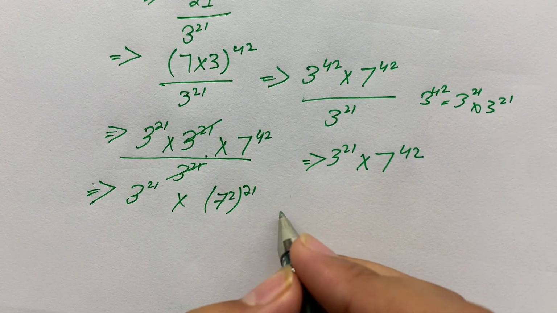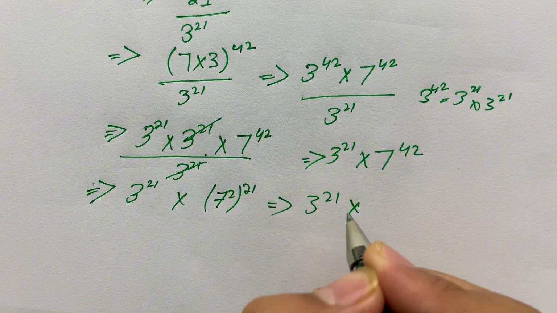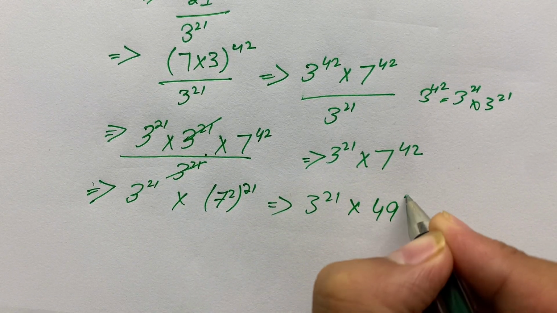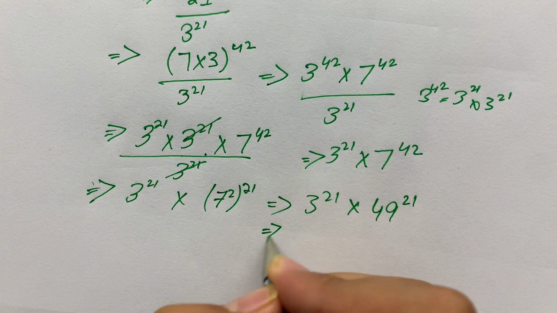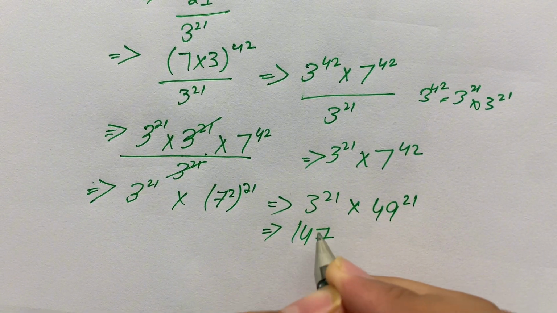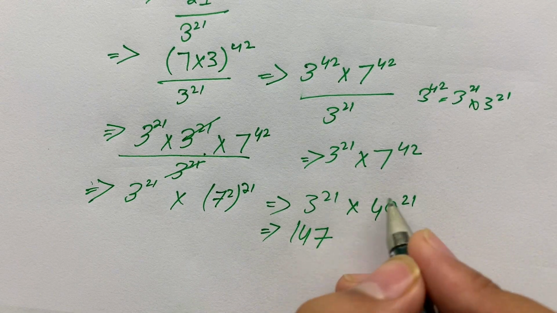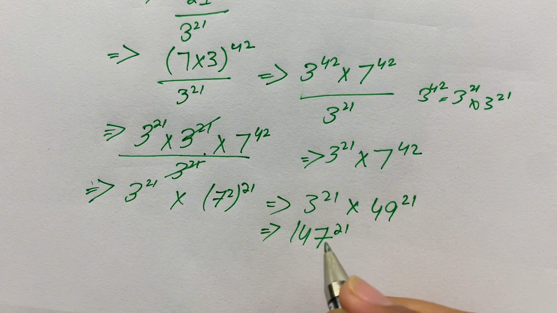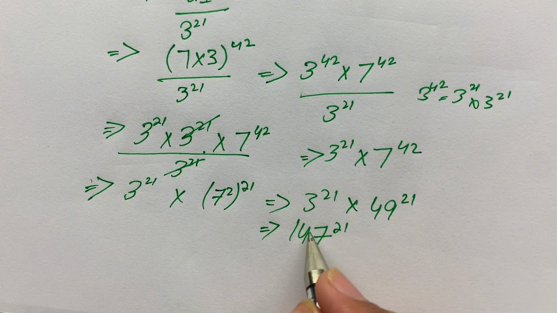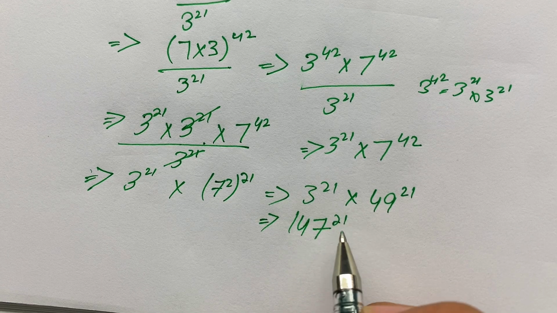Now 7 squared is 49, so 3^21 times 49^21. 3 times 49 is 147, and with the same exponent, the bases multiply, with the power 21. So finally, this is 147^21.